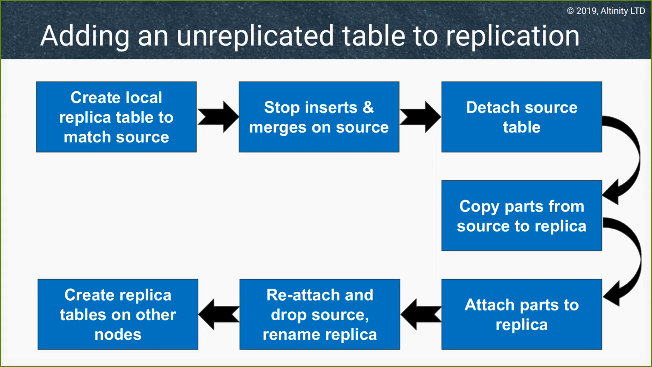Obviously, this is going to have an impact on your applications, so it's fairly fast because you're typically moving within a single file system, so it's a fairly fast operation, definitely something you want to automate. And then finally, once you have the one replica set up, you can go ahead and create replica tables on the other nodes, and just as we saw on previous slides, they'll automatically fetch the data over. So this is the basic procedure.